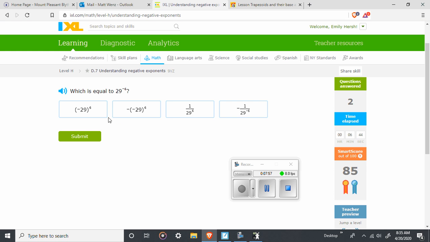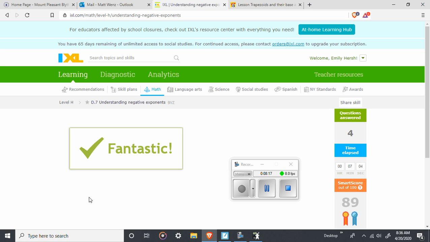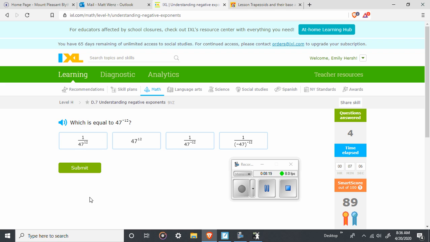Okay, so you guys should be okay with this. Again, 29 to the negative 6th. Let's go 1 over 29 to the 6th. Okay. Again, I got 58 to the second on the bottom. What does that mean? We got 58 to the negative second up on the top. Okay. So you guys should be good with that. Give it a try, and let me know if you guys have any problems.